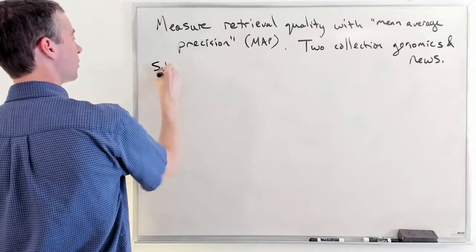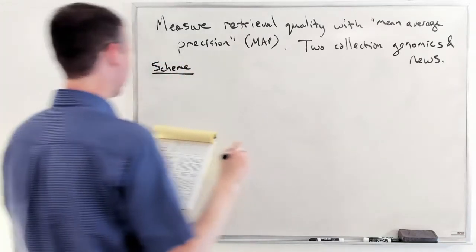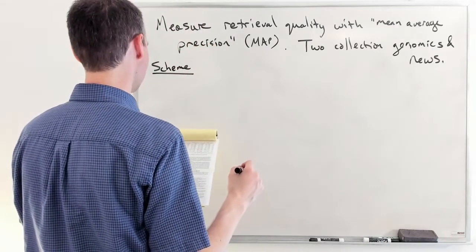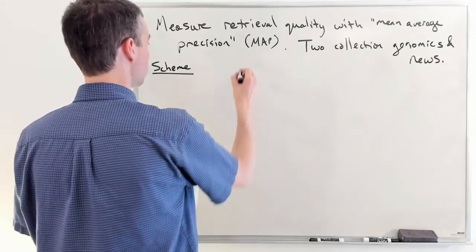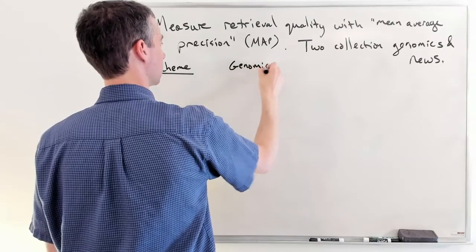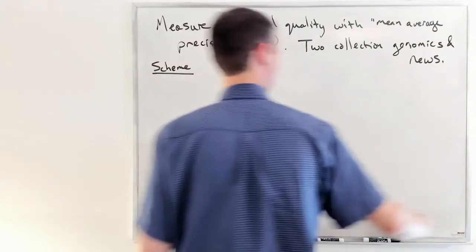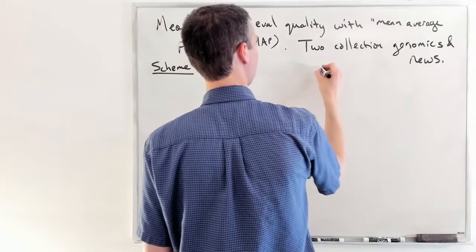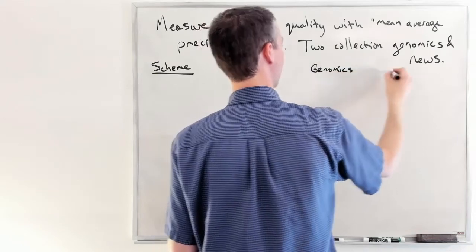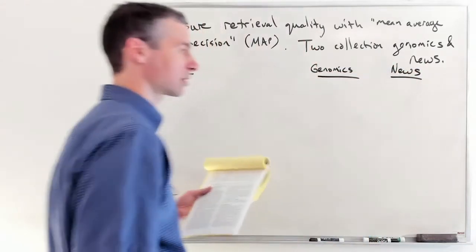So we'll talk about a tokenization scheme, and then I'm going to give the numbers for their genomics results. Actually, I'm going to need more space. So the scheme, and the numbers for the genomics, and then the news, which is similar to the collection we're going to use.